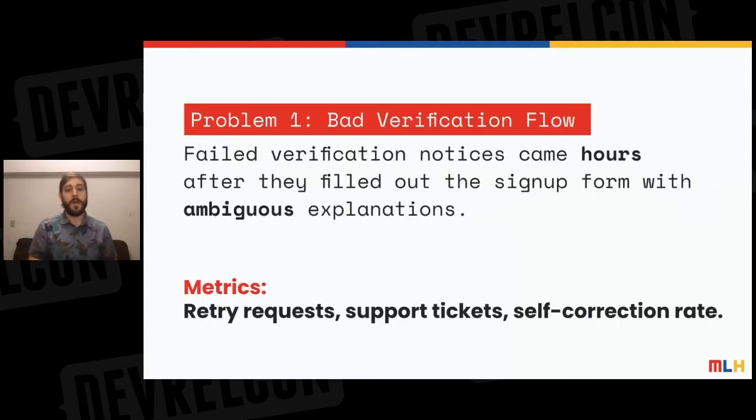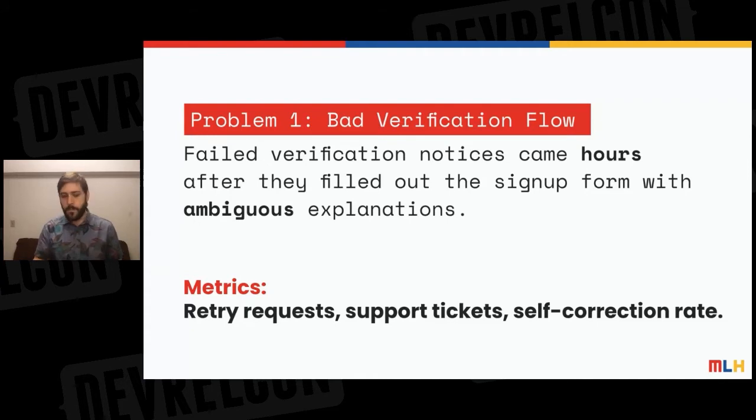So the first problem is that we had a really bad verification flow. Oftentimes in promos like this, there's a lot of anti-fraud measures because they get posted around. And what was happening was developers would fill out this form, find out they were rejected, but not find out why for many hours. And oftentimes the explanations were pretty ambiguous. We looked at metrics like how many times people were retrying a sign-up form, how many support tickets we were getting for bad verification, and how able people were to self-correct problems that seemed obvious to us, but maybe not to them.